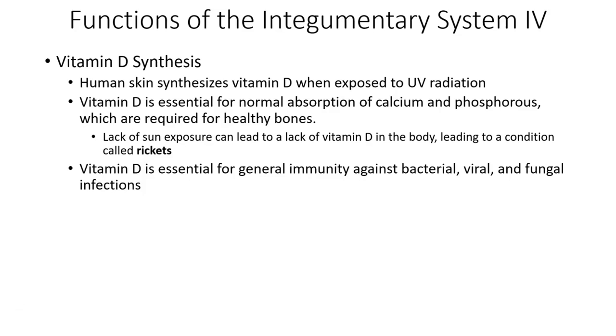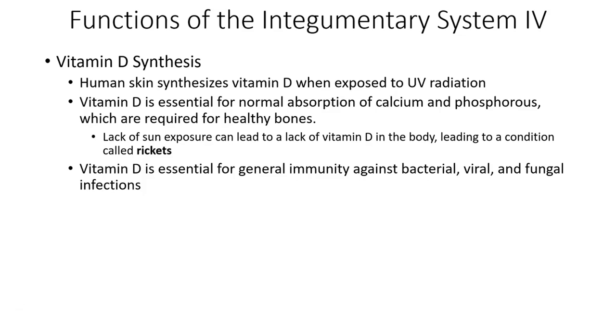Vitamin D is absolutely essential for our ability to absorb calcium and phosphorus, which is required for our bones to stay healthy. So not enough sun exposure leads to a lack of vitamin D, which can lead to a condition called rickets, which is where the bones start to actually bend, as well as creating very, very brittle and fragile bones. Vitamin D is also really important for our overall immunity against a lot of different infections from bacteria, viruses, fungus, and other things. So really, really important that we get vitamin D.